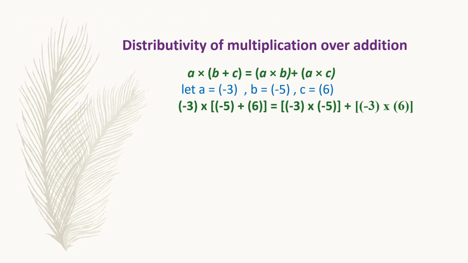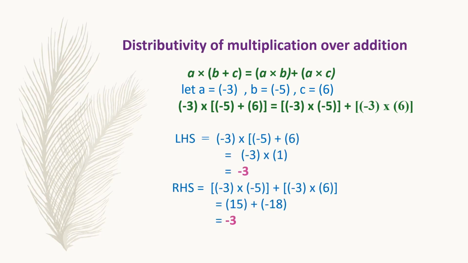Distributivity of multiplication over addition. Here I have taken the values of a, b and c. Put the values in the equation and solve it. This property is very helpful to find the product with bigger numbers. Here we can find the product in any way. Either we find the value of LHS or we find the value of RHS, we will get the same answer.